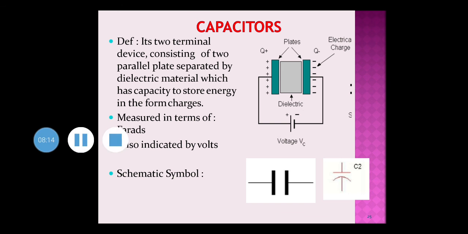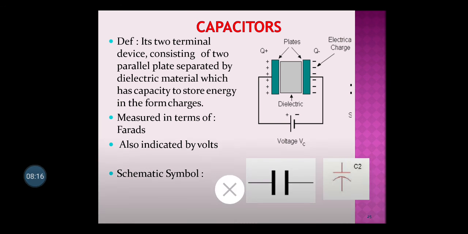So now here we will start with the second passive component. We have already studied about the passive components. So passive components are resistor, capacitor, inductor. The resistor we have studied. Now we will study about the capacitors. A capacitor is a two-terminal device.